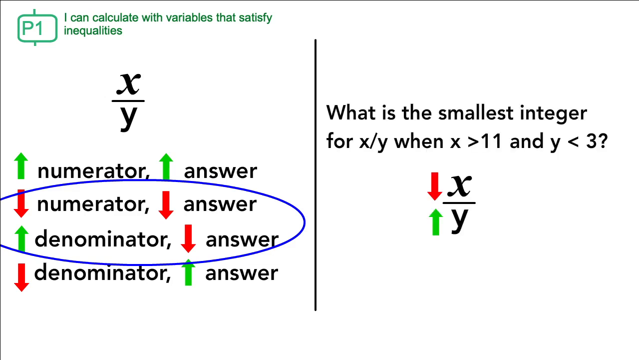So looking at our question, 12 is the smallest integer for x and 2 is the largest integer for y. Therefore, the final answer is 12 over 2, which equals 6.